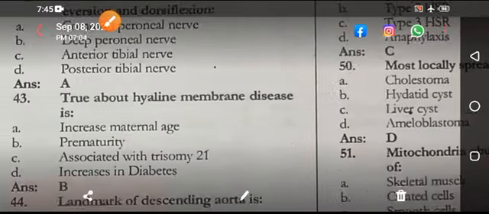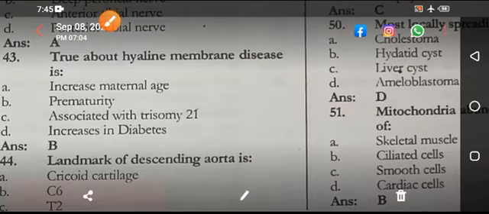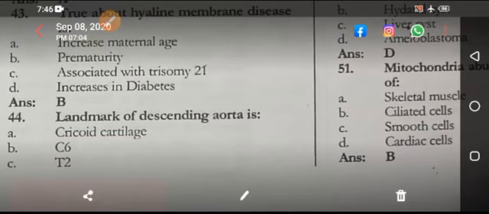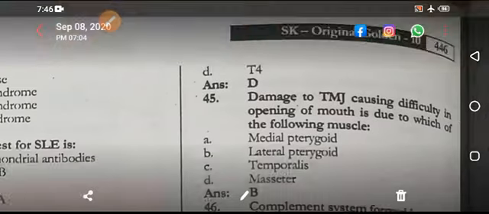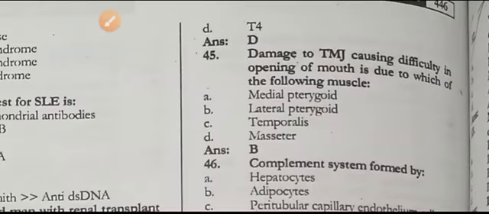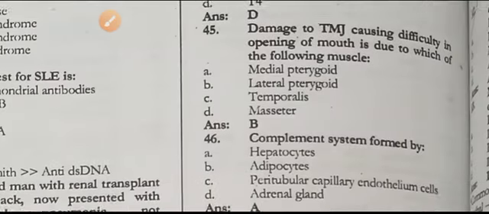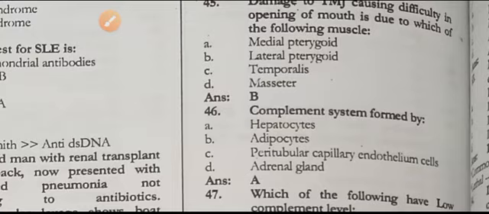Hyaline membrane disease is a disease of prematurity. It is commonly seen in prematurity, and this is called neonatal respiratory distress syndrome. Landmark of descending aorta is T4. Damage to TMJ causing difficulty in opening of the mouth: the lateral pterygoid usually opens the mouth. If your mouth is not opening, then that is the answer.